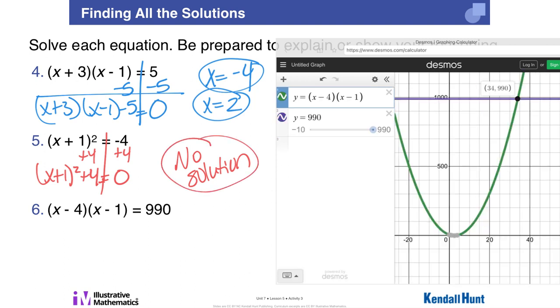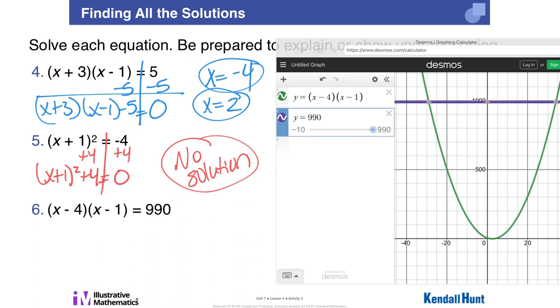I just want to show you using number 6 a different way to solve this. Notice that over here I have graphed the (x - 4)(x - 1) part, and then I've graphed y equals 990. And you're looking at where that point happens on your graph, and you can see that when x is 34, the whole equation will equal 990. Or we could go over this way, and we'll see another point that when x is negative 29, the whole thing equals 990.